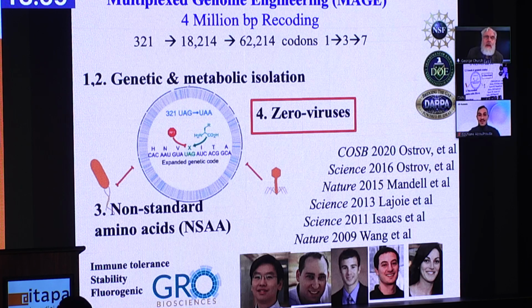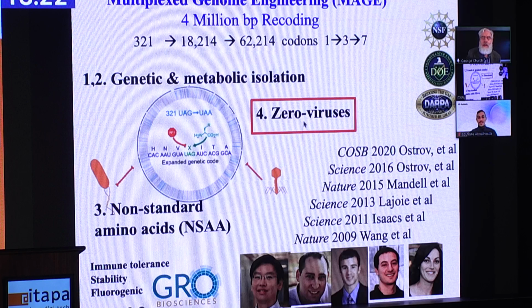And this has been a saga that's gone on in these papers starting in 2009, where we've done 1, 3, and 7 codons out of the 64 triplets, so all possible A's, C's, G's, and U's coding for 20 amino acids, eliminating 1, eliminating 3, and eliminating 7. And this gives us 4 functions: genetic and metabolic isolation, non-standard amino acids, for example, in this startup company, Grow Biosciences from Dan Mendel.